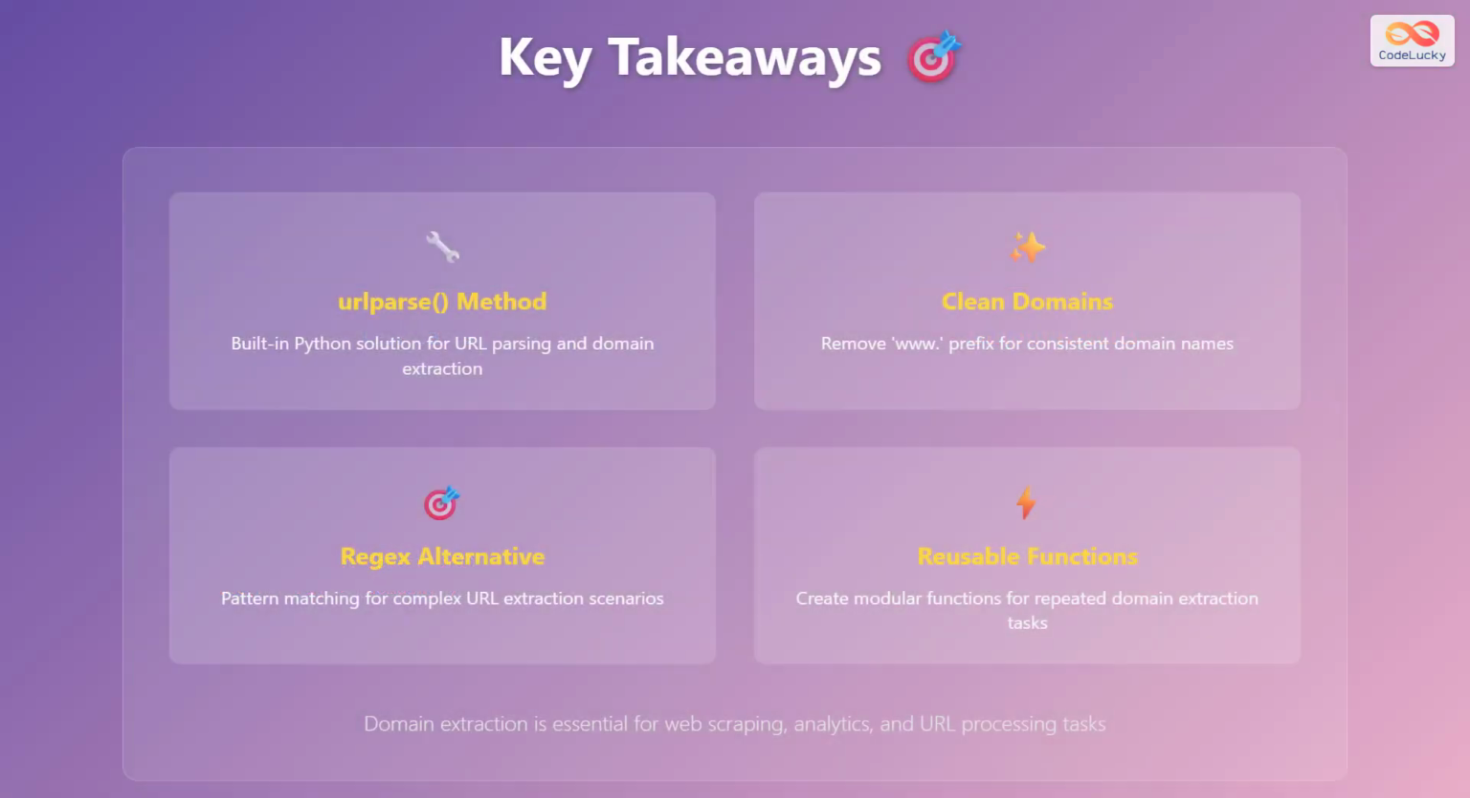Here are the key takeaways from this video. The urlparse method is a built-in Python solution for URL parsing and domain extraction. To get clean domain names, we can remove the www. prefix for consistent domain names. Regular expressions provide an alternative pattern matching approach for complex URL extraction scenarios. Finally, creating reusable functions helps in performing repeated domain extraction tasks efficiently. Domain extraction is essential for various applications, including web scraping, analytics, and URL processing tasks.